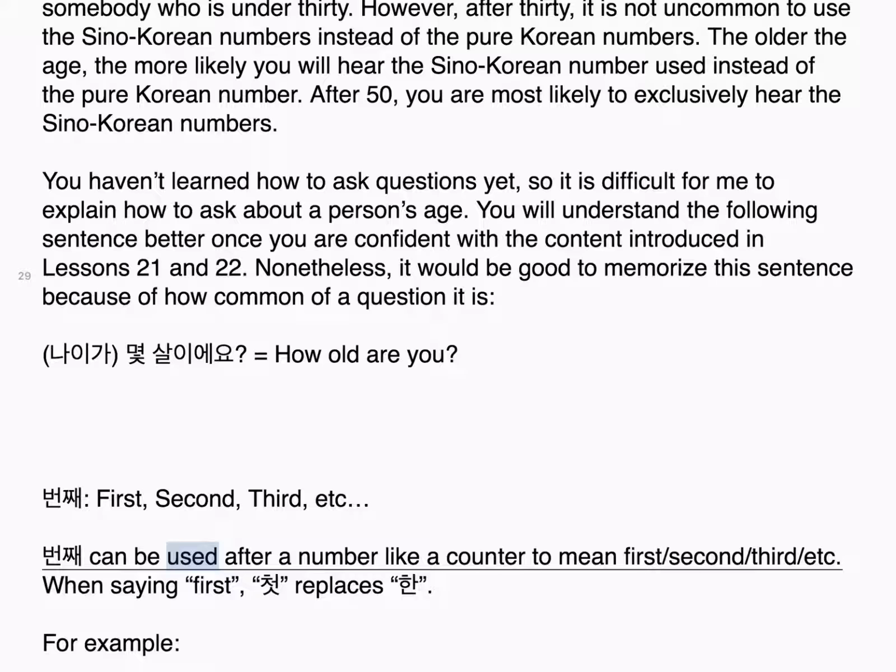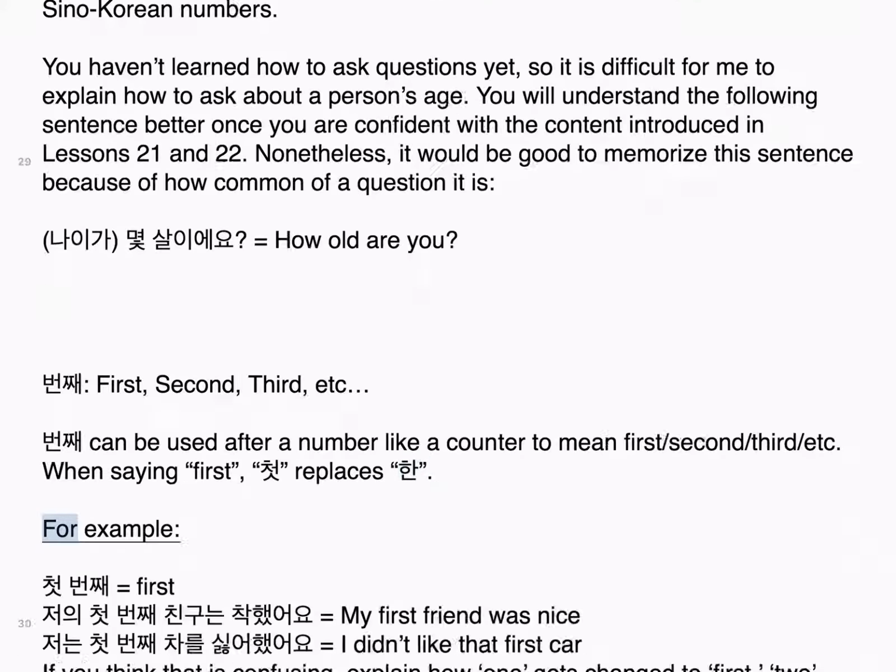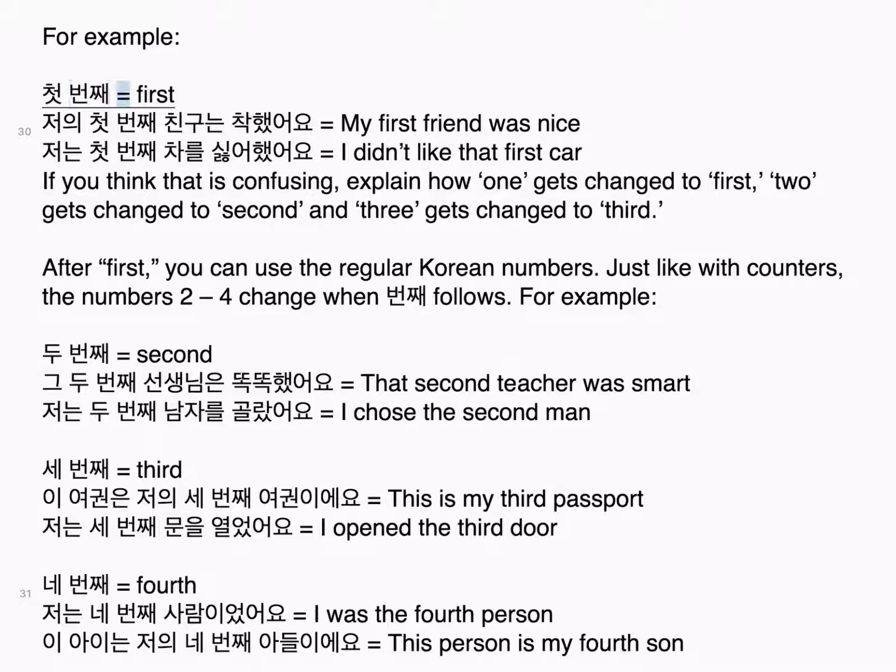번째: first, second, third, etc. 번째 can be used after a number like a counter to mean first, second, third, etc. When saying first, 첫 replaces 한. For example, 첫 번째, first. 저의 첫 번째 친구는 착했어요. My first friend was nice. 저는 첫 번째 차를 싫어했어요. I didn't like that first car.